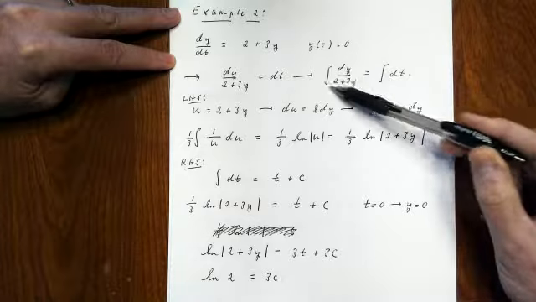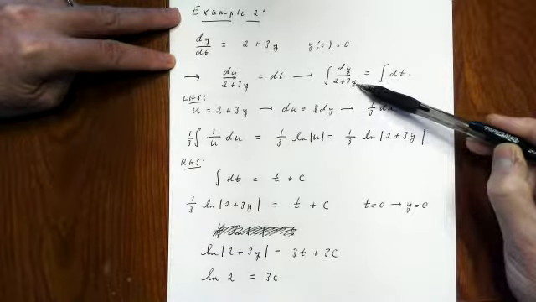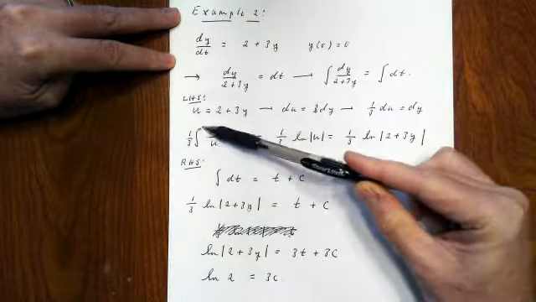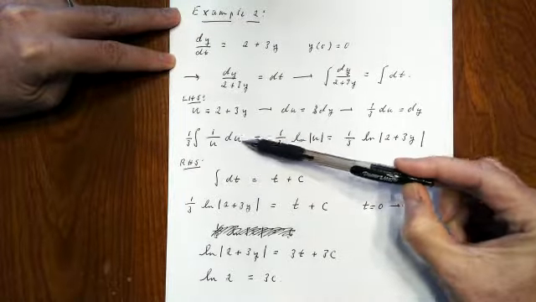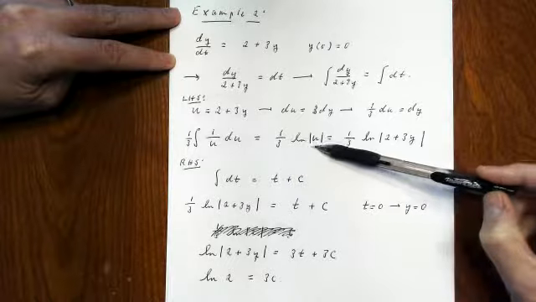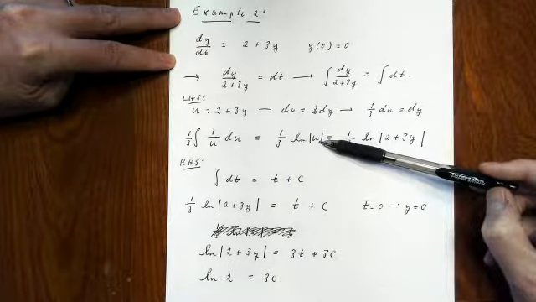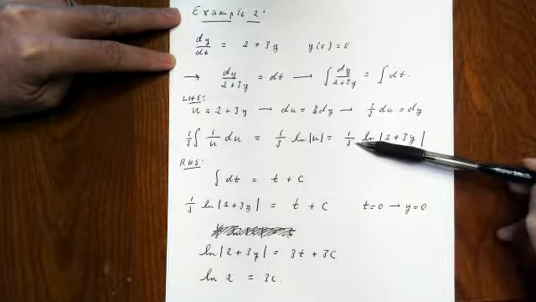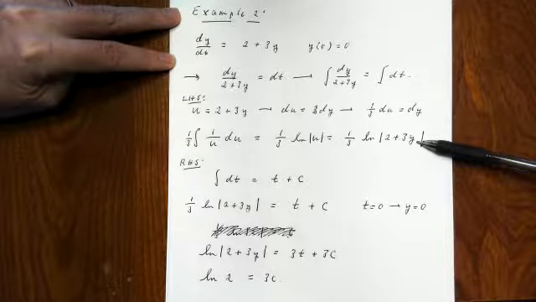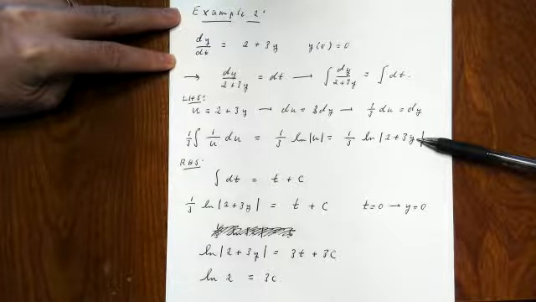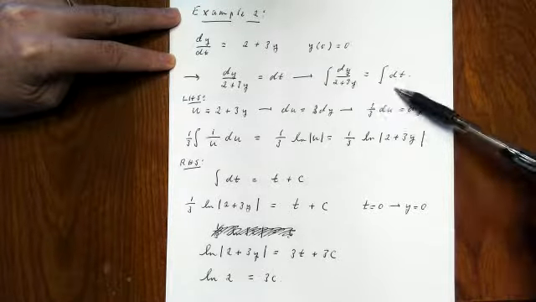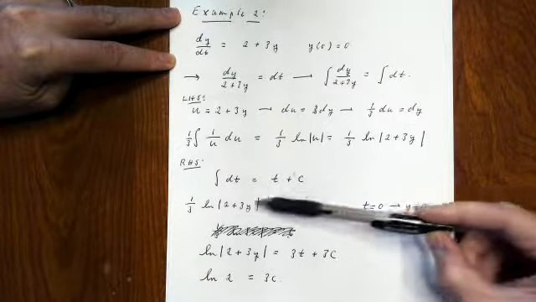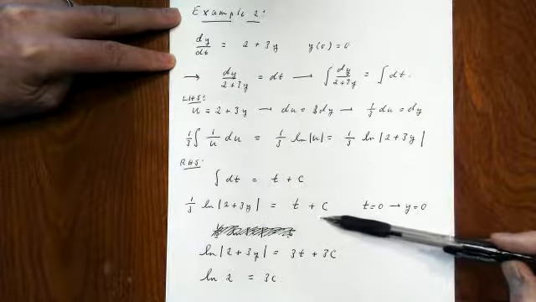That means in terms of integration by substitution, I can take this integral and write it as 1/3 times the integral of 1 over u du. That's 1/3 the natural log of the absolute value of u, which is 1/3 the natural log of the absolute value of 2 plus 3y. So that's the result of integrating the left side. The result of integrating the right side was t plus c, so here's where we're at.